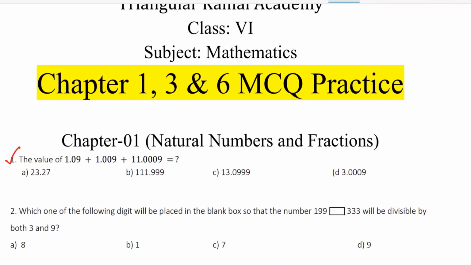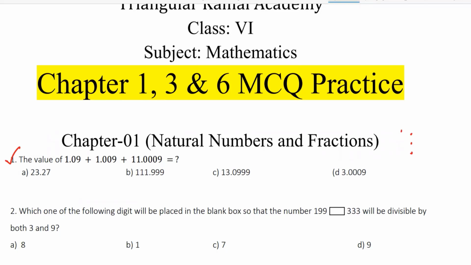The value of 1.09 plus 1.009 plus 11.009. I think maximum students can do this MCQ, but you can start this math by first placing the decimal. Then I think you can do this math very easily.